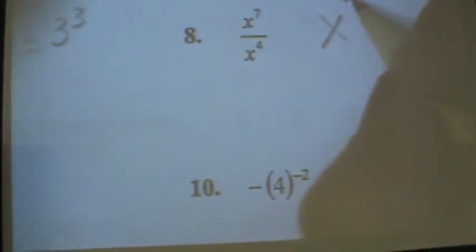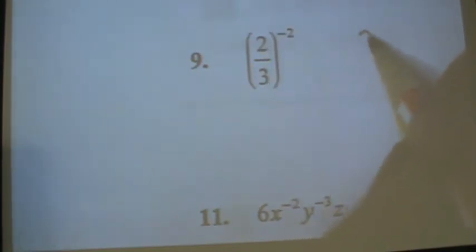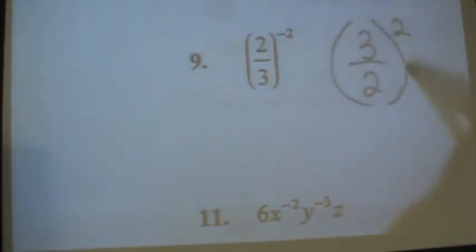Number 8, bases are the same, so you're going to subtract the exponents. 7 minus 4 is 3. Number 9, this one is two things, a 2 and a 3 raised to the negative 2 power. So what you could do is flip the 3 and the 2, and then you make it a positive 2, square it, so you get 9 over 4.